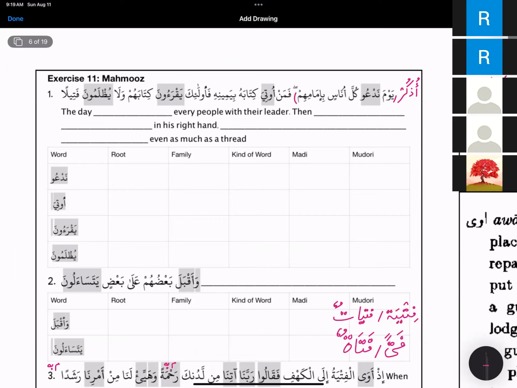And what role does it mostly play? Mubtada. Yes, so it can be our mubtada. So ulaika, and this is starting a new sentence. So ulaika, so mubtada. Now yaqra'una kitabahum.